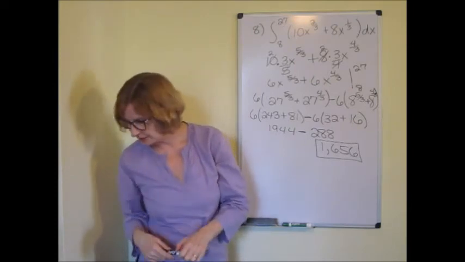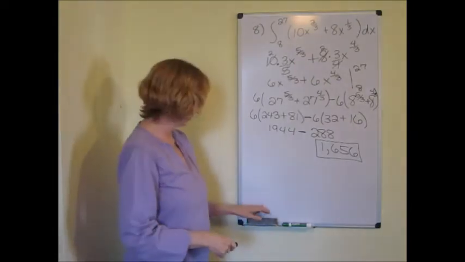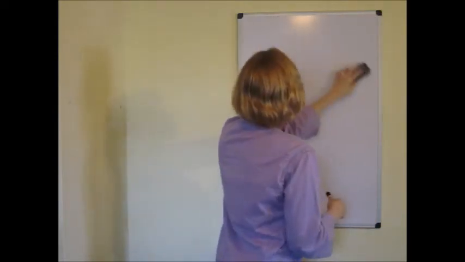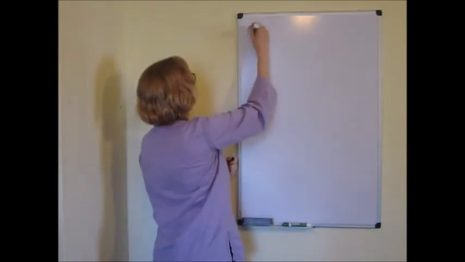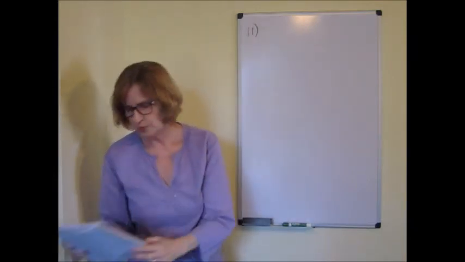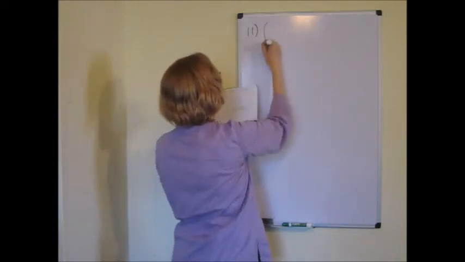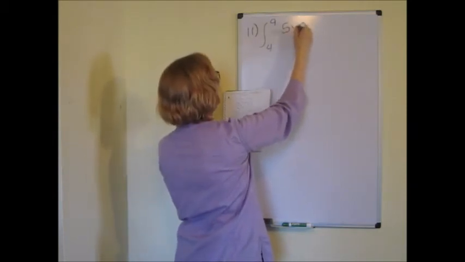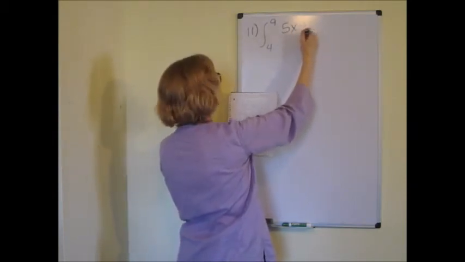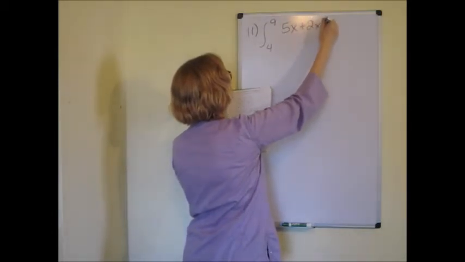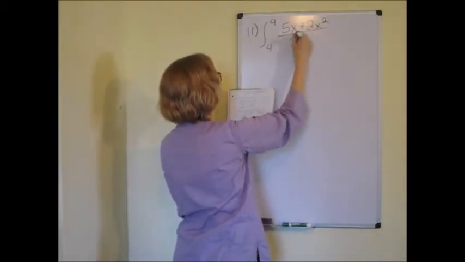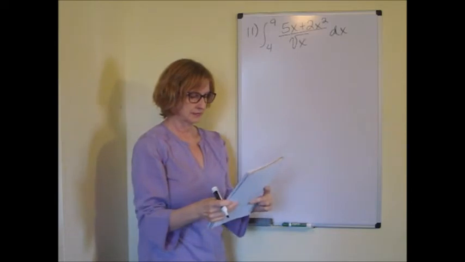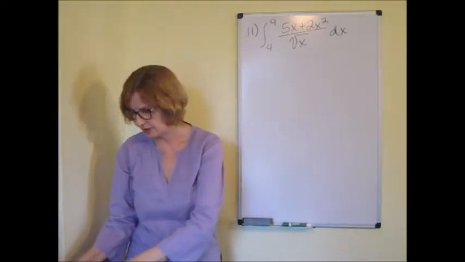The next problem I'd like to do is number 11. So take a look at number 11 on your page. So we're going from 4 to 9 of 5x plus 2x squared over the square root of x dx. So the first thing we want to do is rewrite this.